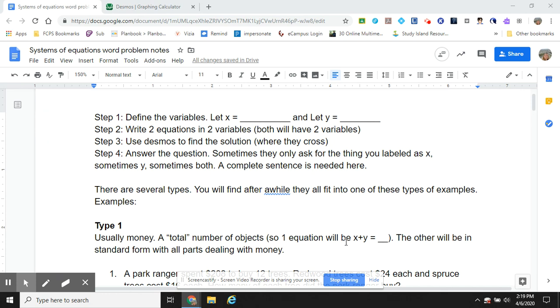Please make sure both equations have two variables. There is one exception to this, and there is an example we'll go over with that. But most of the time, there are two variables. Step 3, you're going to use Desmos to find the solution, which is what we did last week, and that's where they cross. Step 4, make sure you go back and answer the question.